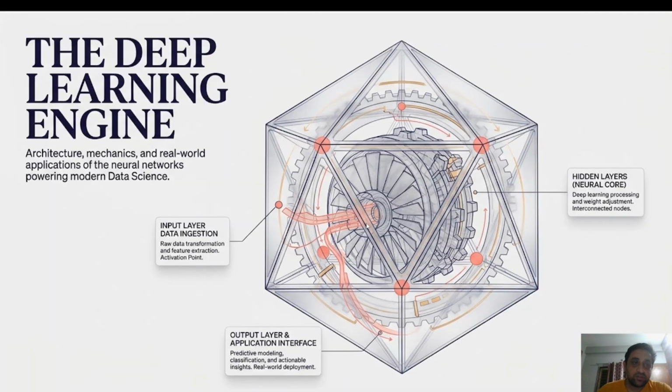As you can see on this slide, the engine has three key sections. The input layer where raw data is ingested and transformed, the hidden layers, the neural core where the actual thinking happens, and the output layer where the model delivers its final answer. By the end of this presentation, you will not only understand what deep learning is, you will understand why it's completely changing the world around us. Let's fire up the engine.